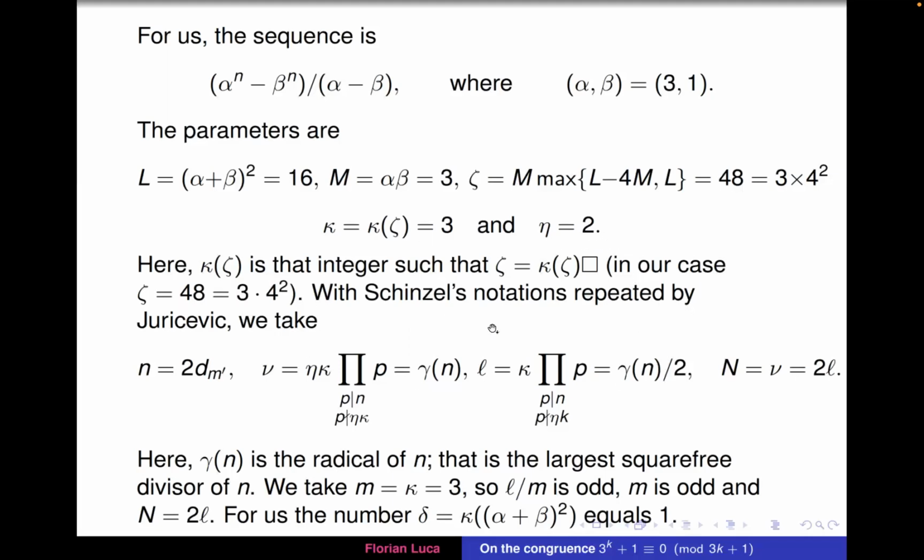Now you take these notations and he takes a number little n, which for us is 2d m prime. He takes a number nu, which is the radical of n, the product of distinct primes in n. He takes a number L, which is a half of it. And he takes the number capital N, which for us is also the radical of that. And little m equals kappa equals 3. So L over m is odd, M is odd, n equals L. He even has some number delta, which is equal to 1. So anyway, you go through all that. And here is what he gets.